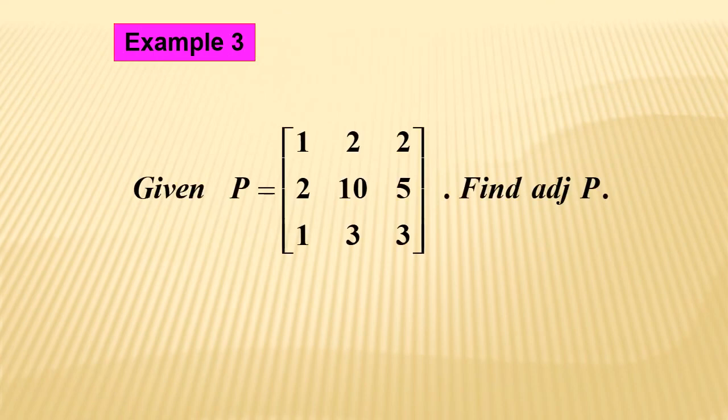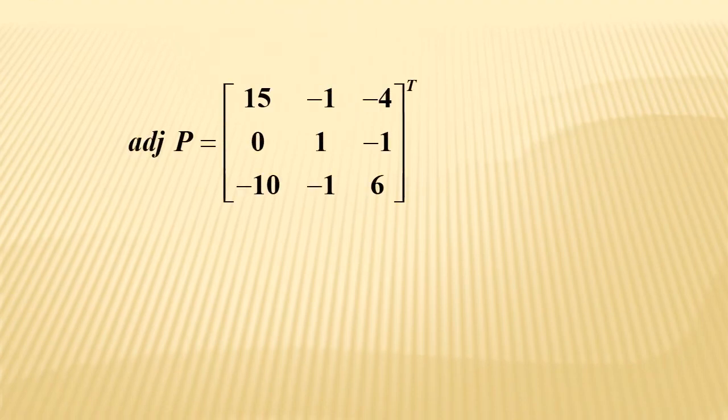So let's do example 3, where we want to find the adjoint of P. I won't show the answer. I won't show the working. I want you to try on your own. Can you try it? Okay. What is the solution for example 3?